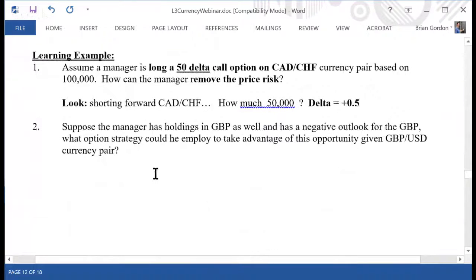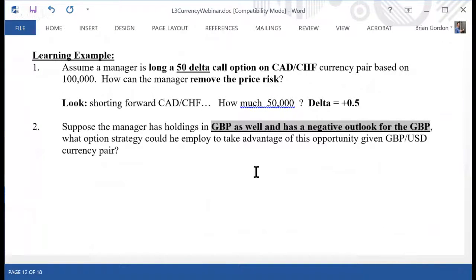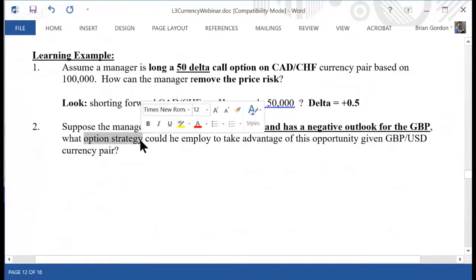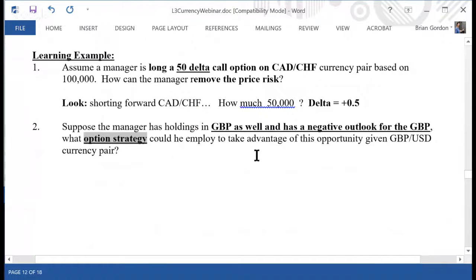So now let's just look at question number 2 here. Question number 2 says, suppose the manager has holdings in British pounds and has a negative outlook for the British pound. So this is where you see them combining that fundamental economics with your currency strategies. So the question I have is, what option strategy could a manager employ to take advantage of this opportunity given the currency pair British pound per US dollar? This is critical. We must know the currency pair. So, what are you thinking here?